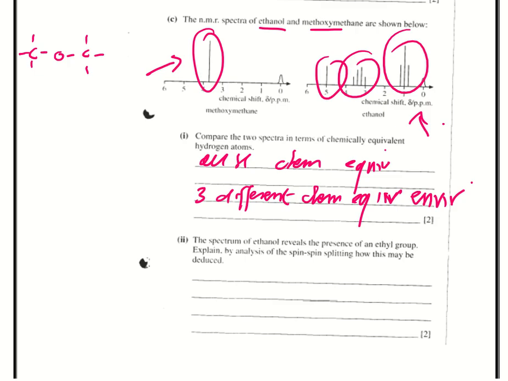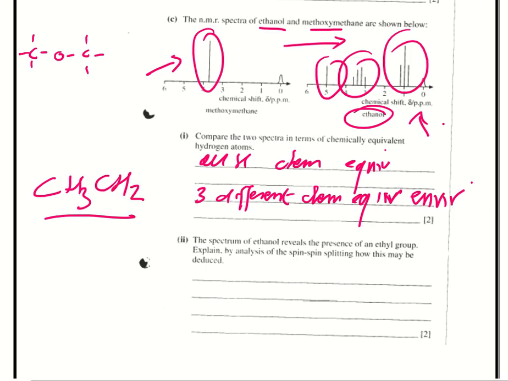Spectrum of ethanol reveals the presence of an ethyl group. Okay, so why is that? Well, if you look at ethanol, this is the spectrum here for ethanol, of course, it tells you down below. And we have a quartet, so a quartet must be something that's adjacent to CH3. And we have a triplet here, so that must be adjacent to a CH2. So that tells me I have a CH3 adjacent to a CH2.